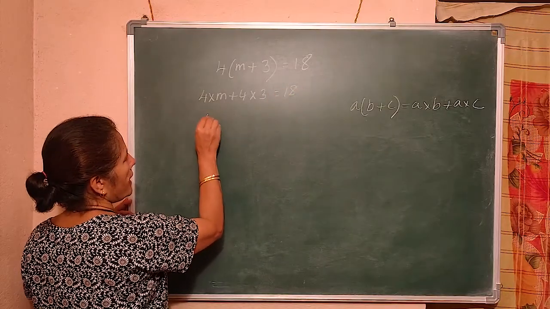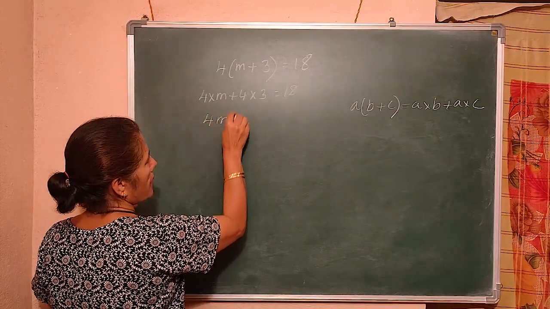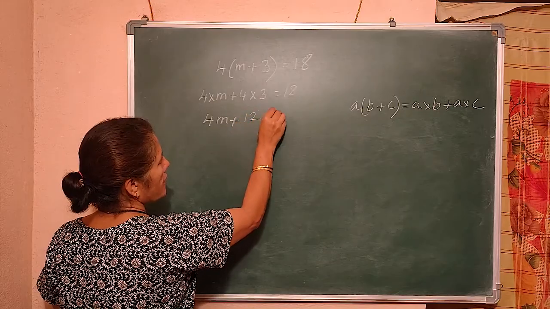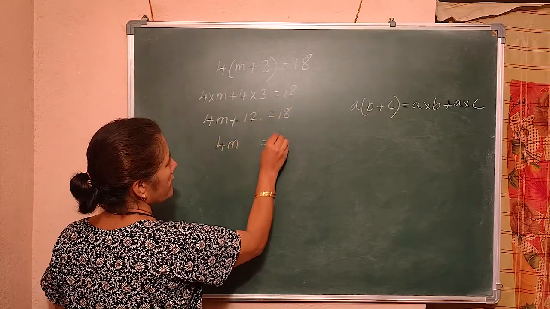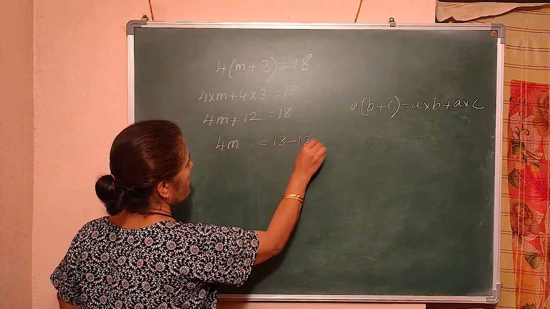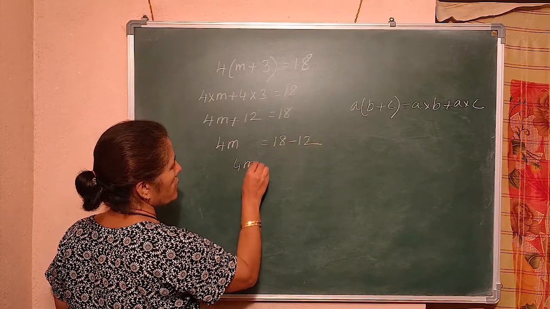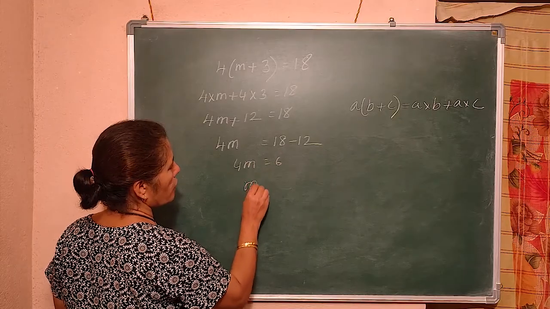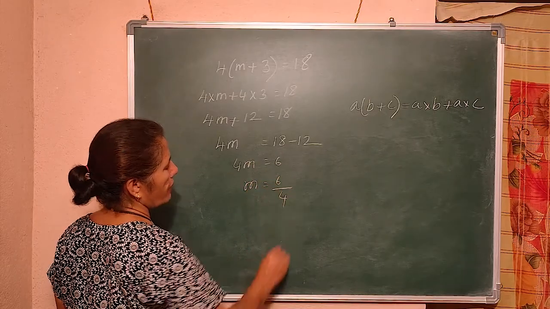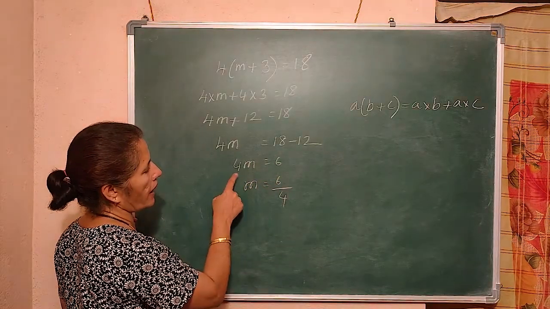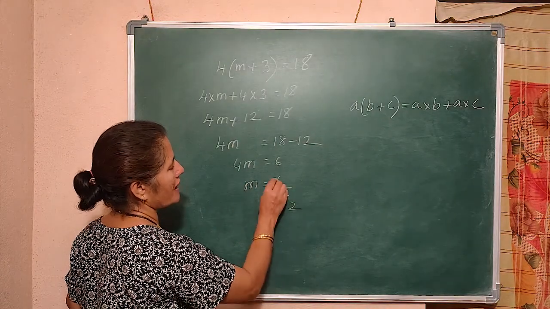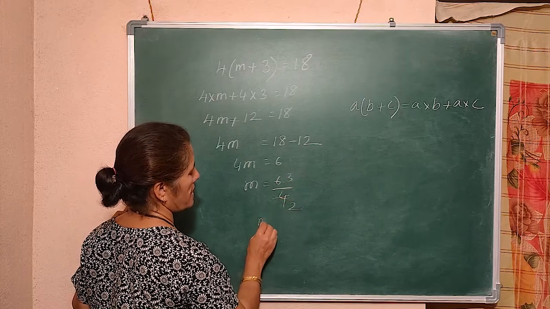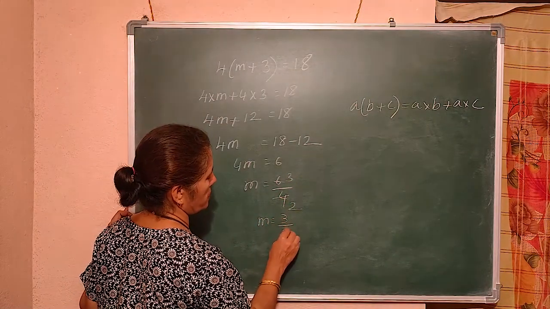So what is the next step? 4m plus 4 3s are 12 is equal to 18. So 4m is equal to 18 minus 12. So 4m is equal to 6. So m is equal to 6 divided by 4. Why it is not multiplied? Here you have to divide. So 2 2s are 4, 2 3s are 6. So m is equal to 3 by 2.